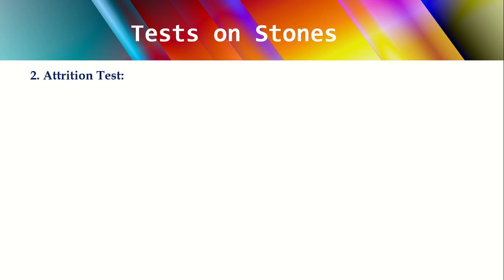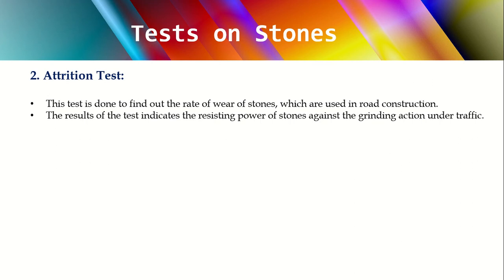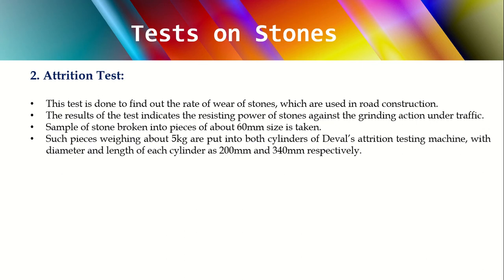Second one is the attrition test. Attrition test is used for determining the percentage of wear and tear of stones. Remember this test is used when you're using stones in pavements, in road construction, which is one of the applications of stones. To determine the percentage of wear of stones, means the wearing and tearing action, the abrasive effect, we use this attrition test, and the equipment used is Deval's attrition testing machine.